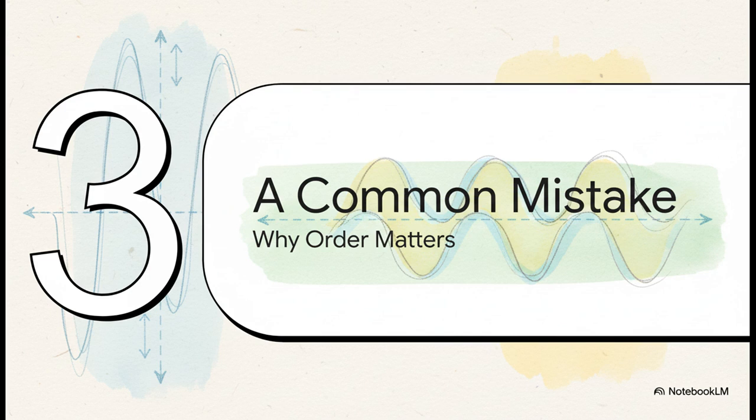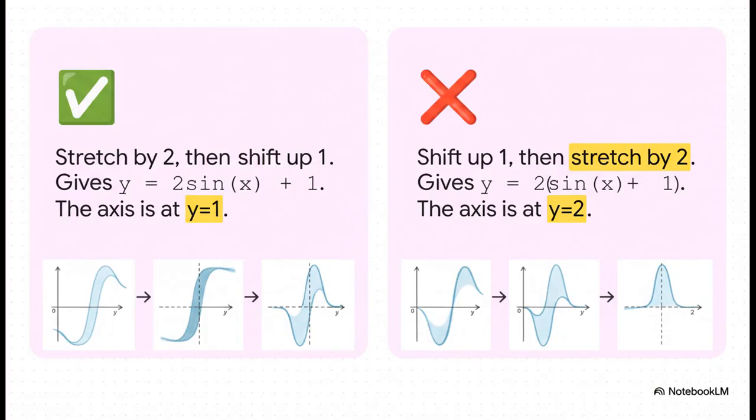Now, before we go any further, I have to point out a really common mistake. With these transformations, the order you do them in matters a lot. It's just like order of operations in arithmetic. If you do it in the wrong order, you can get a completely different graph. Let's just look at this. On the left, we're doing it the right way.